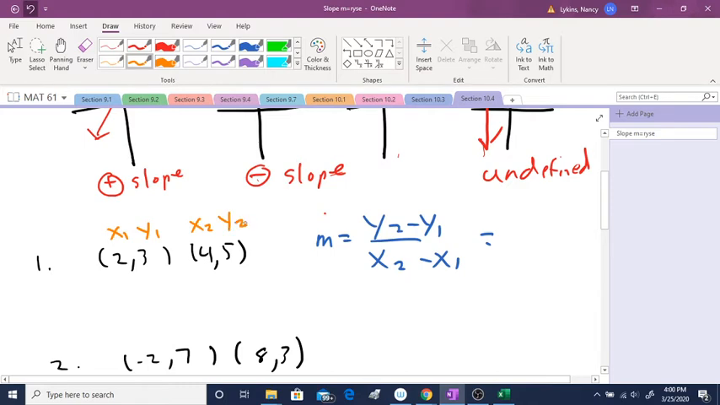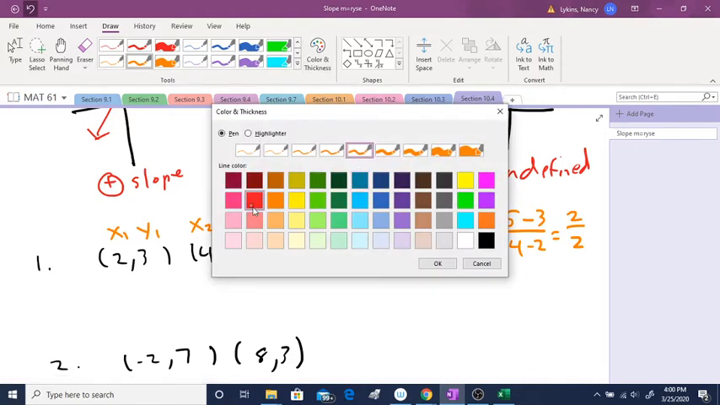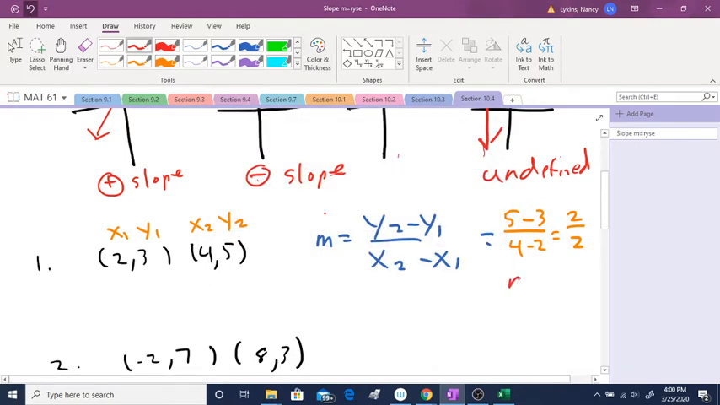Now, if you want to reverse it and say my first coordinate 2, 3 is x2, y2, you can do that the same way. But the consistency means if it's x1, right after it, after the comma, has to be y1. So all I'm going to do for this is I'm going to put in y2 is 5 minus my y1 is 3, 5 minus 3 over 4 minus 2, which 5 minus 3 is 2, 4 minus 2 is 2. So 2 over 2. In this case, my slope is 1.